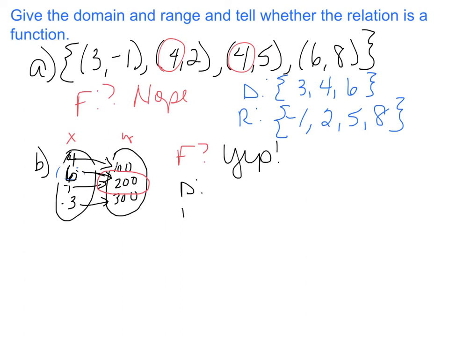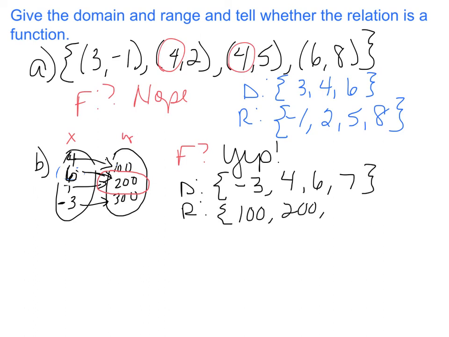Now I want to state the domain and the range. My domain, remember this is in numeric order. So it's going to be negative 3, even though it's at the bottom, 4, 6, 7. And my range is 100, 200, 300. Perfect. Good. Let's do one more right here.